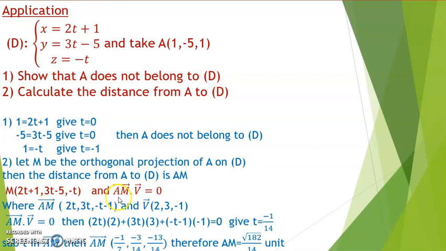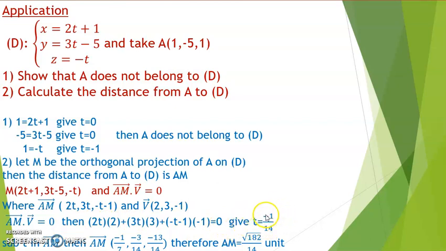And we know that AM is perpendicular to V, to the line D, then the vector AM dot the vector V equals 0. By finding the coordinates of AM, we get xm minus xa, ym minus ya, zm minus za. We get AM (2t, 3t, minus t minus 1), and take a directed vector of line D from the parametric equation of line D. So V is (2, 3, minus 1). AM vector dot V vector equals 0, which gives an equation in t. Solving it gives the value of t.